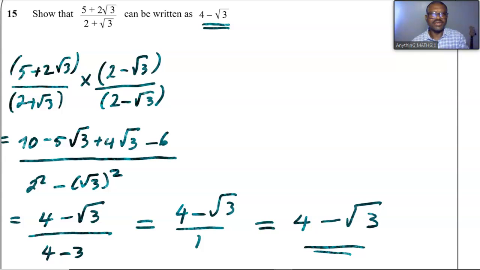Do not panic if you don't get it. Try and have a look at it, but don't waste your time, okay? Because you're going to be given a method mark as well.